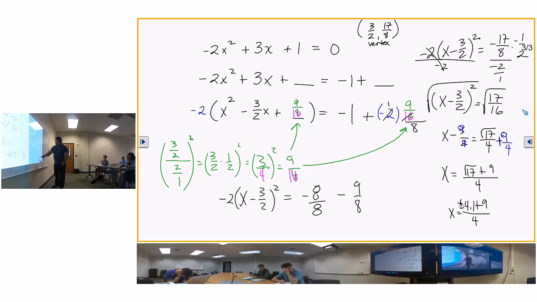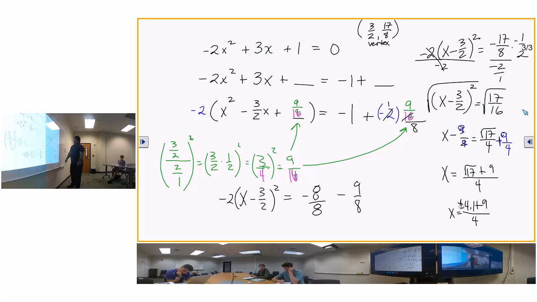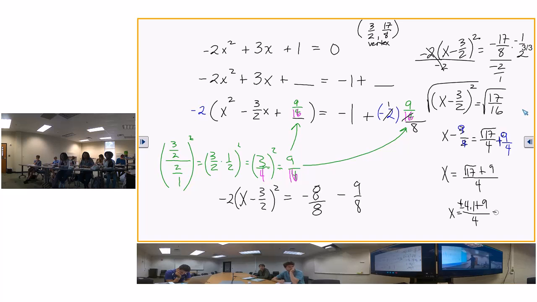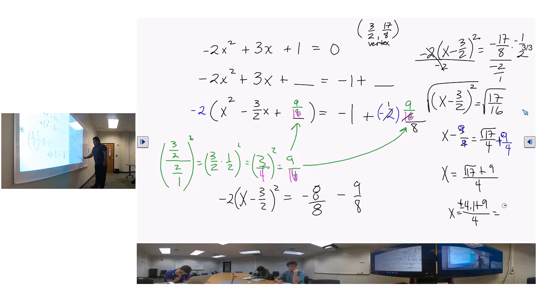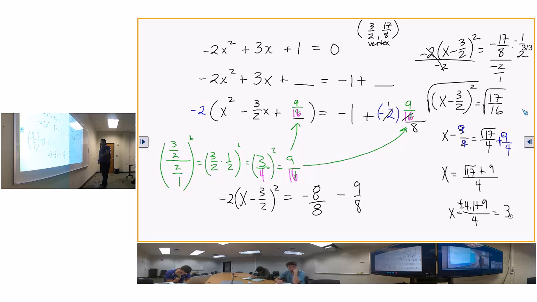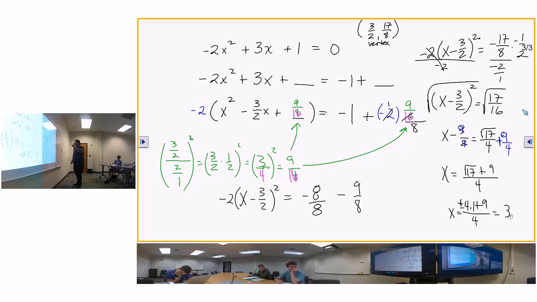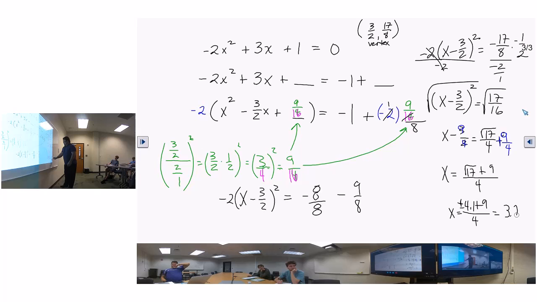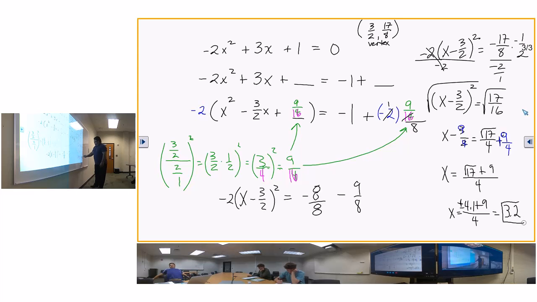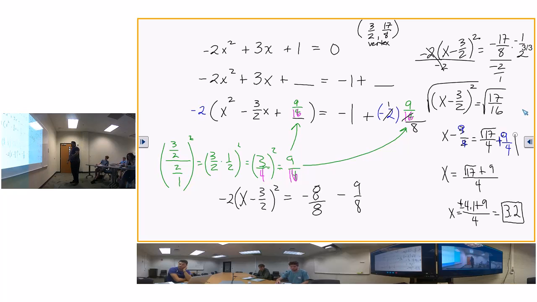All right, so what's 4 plus 9? 13. So 13.1, what's 13.1 divided by 4? Well, 4 will go into 13 3 times, right? 4 will go into 3, it'll leave 1.1, and 4 will go into 1.1 or 11 2 times. So I'm going to say 3.2-ish. Somebody check my math. No. What's 4.1 plus 9 divided by 4?